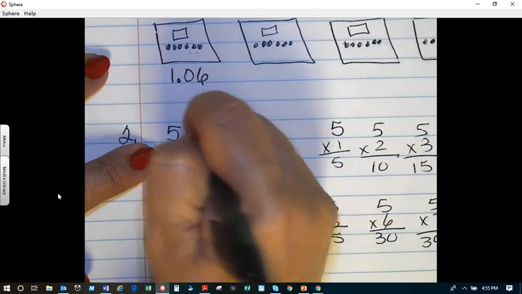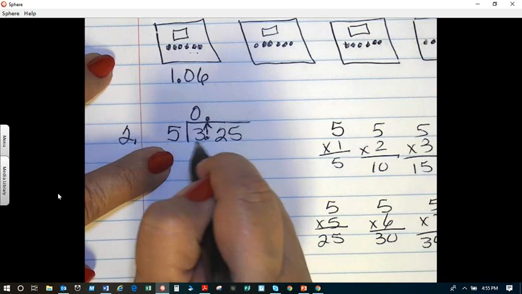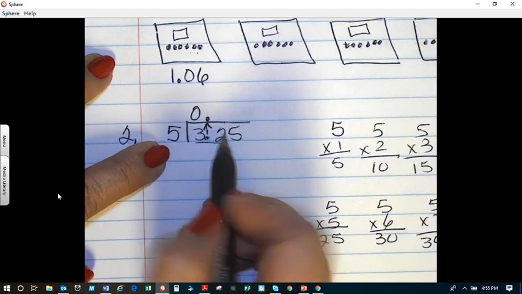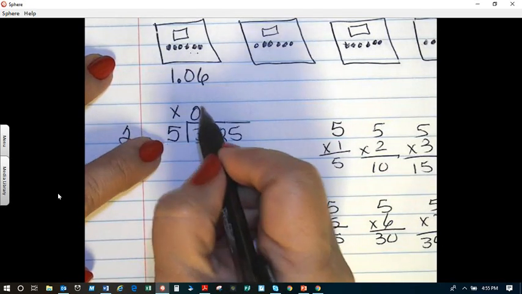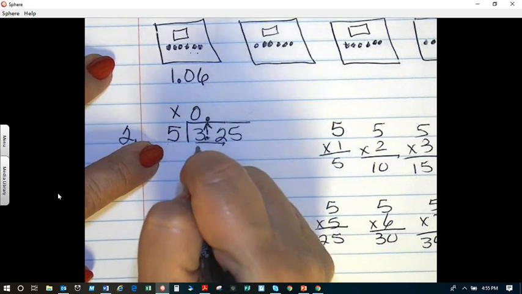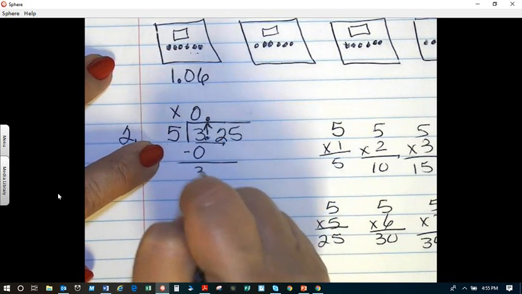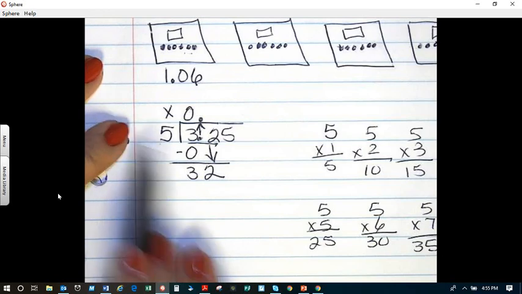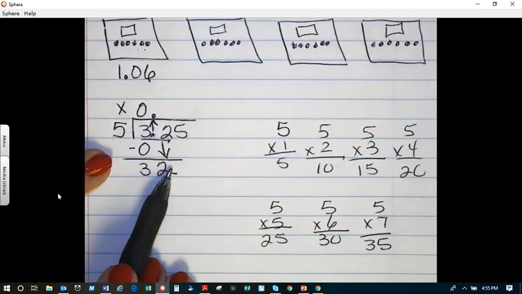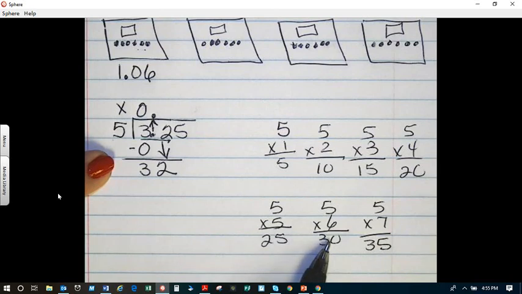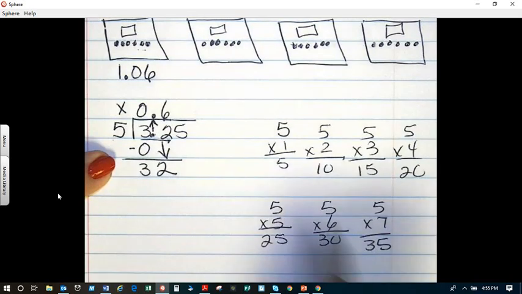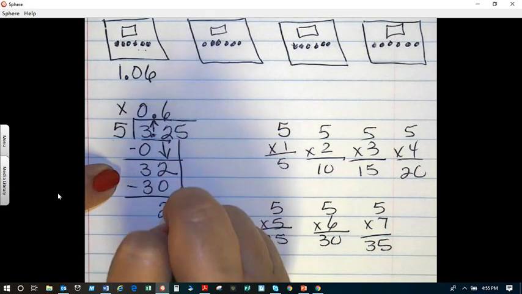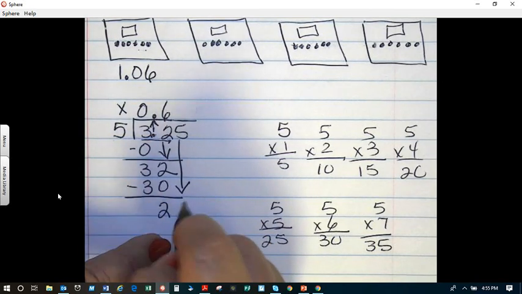None. So I can continue putting zeros down, or I can just move straight across and ask myself how many groups of 5 go into 32. Or you can just keep subtracting. So 0 times 5 equals 0. I subtract that out. That's 3. I'm going to bring down my 2. Okay, I have 32. How many groups of 5 can go into 32 without going over? And look at this one. The answer is 6. Because 6 times 5 equals 30. I subtract that out, bring down my 2. So that's 2. Now I'm going to bring down my 5.